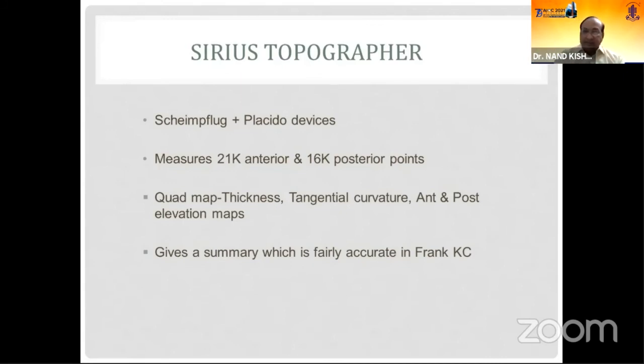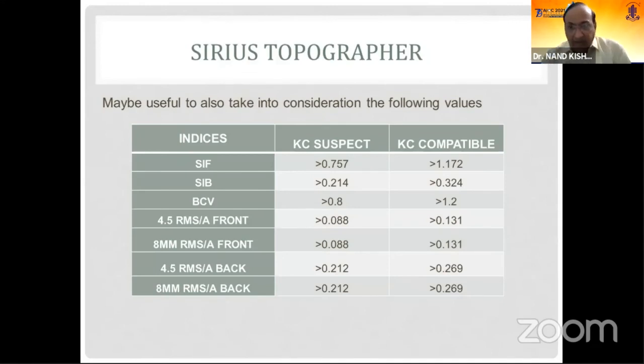However, sometimes because of improper formatting of the values as per European standards, we might arrive at cases which are not compatible with Indian conditions. So it is always a good idea to remember these values. As far as the BAD-D of the Pentacam, it corroborates more or less with the 4.5 mm RMS by A value of the back. So these two agree in cases of frank keratoconus. But if you see suspect cases, probably the Pentacam maps are much better than these values.